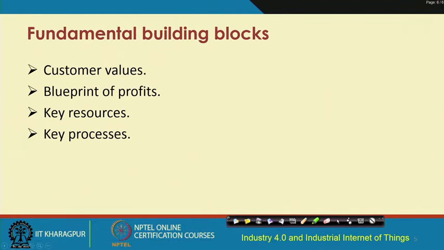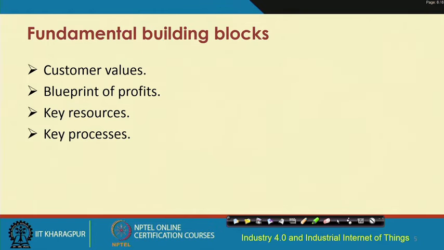So, these are the fundamental building blocks for smartness and connectivity. Number 1 is the customer values, blueprint of profits, key resources and key processes. Customer values. So, basically we are talking about the value proposition. Value proposition means, through the incorporation of all of these things that we are talking about, the smartness, IoT, sensors, actuators, whatever, how the product is going to be improved in terms of usage from a customer viewpoint, how the product has improved, what is the value proposition, and the services that the product offers, how these services are going to be improved, what is the overall value proposition.